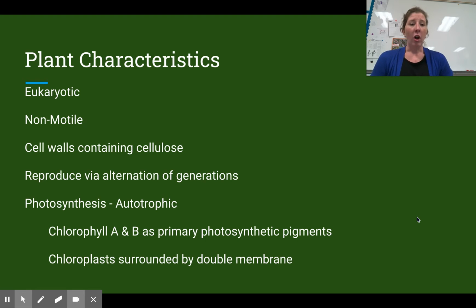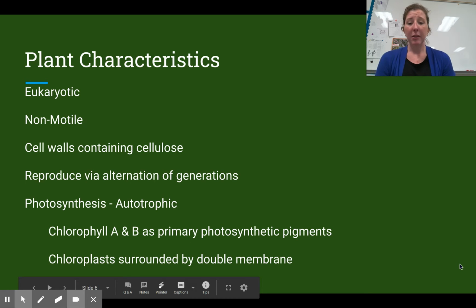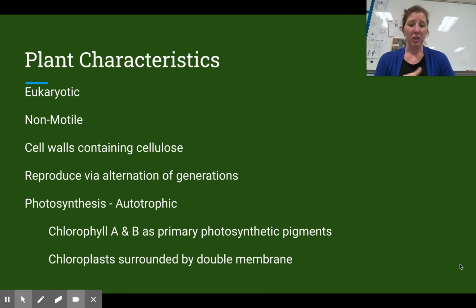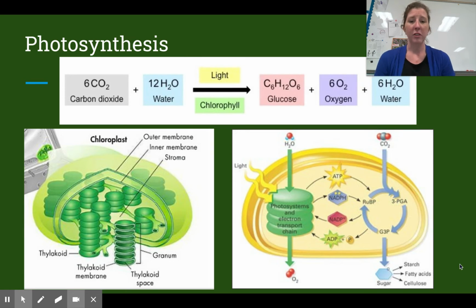All plants we know are autotrophs, so they obtain their energy through a process known as photosynthesis, and they rely on chlorophyll as their primary photosynthetic pigment. And so plants typically have chlorophyll A and B, both as the way that they trap the energy from the sunlight, and then that is converted from solar energy into chemical energy in the form of sugars within an organelle called the chloroplast.